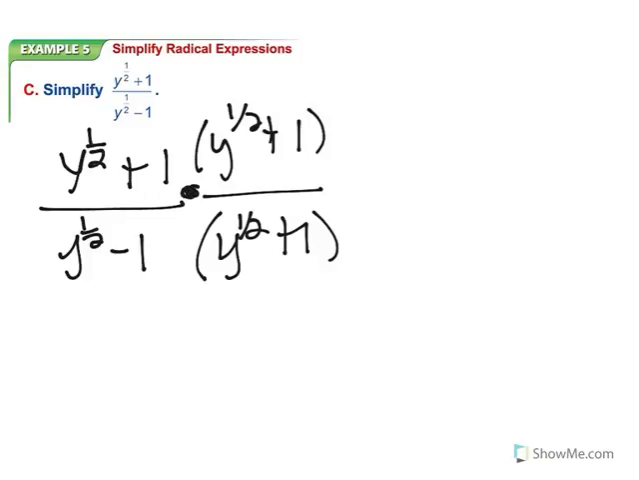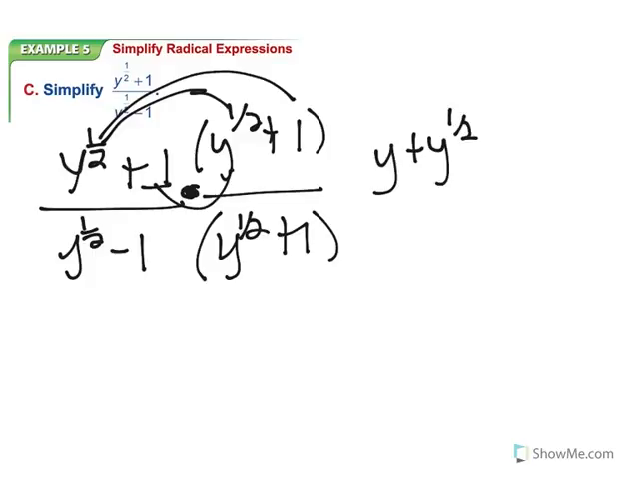So we're going to multiply those by each other, and we're going to get y to the 1/2 times y to the 1/2, then y to the 1/2 times 1 plus y to the 1/2. Then we're going to do 1 times y to the 1/2, so we're going to add another y to the 1/2. Then we're going to do 1 times 1, which is just 1.